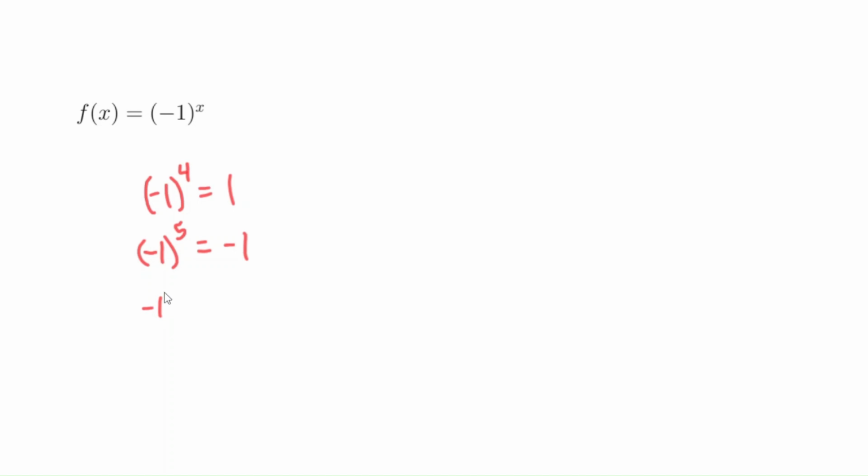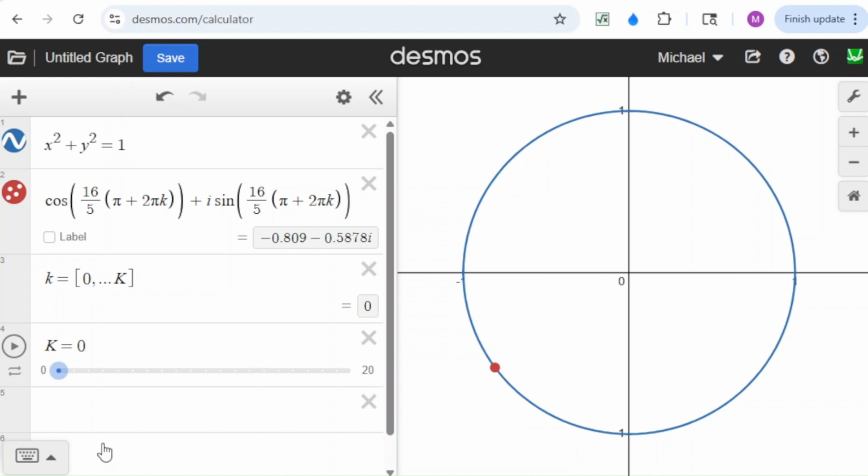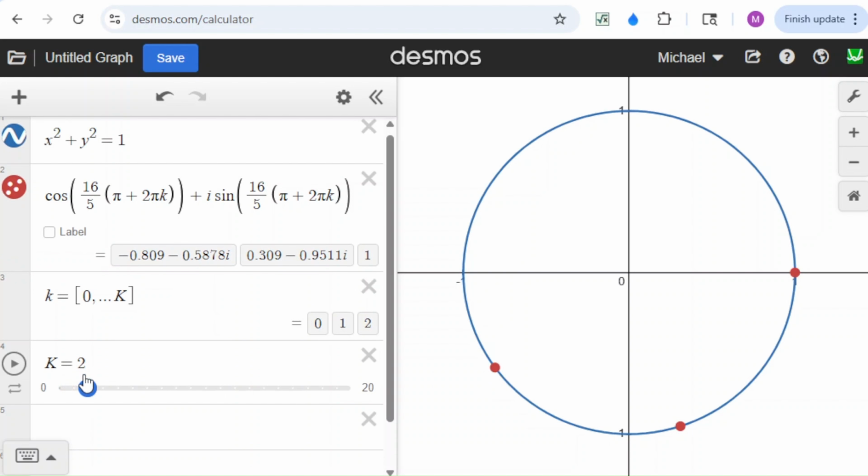Now, if we take -1 to a rational power, so let's say -1 to the 16/5 power, it turns out in this particular example, we would get 5 different values of -1 to the 16/5 power. So if we rewrote this as e to the natural log of -1 to the 16/5 power and did the same thing we did with -1 to the pi, we would see we get 5 possible outputs. In fact, if we go in here to Desmos and do the same thing we did before, but this time with -1 to the 16/5 power, well, when k equals 0, we're going to get a point here. When k equals 1, we get another point. K equals 2, 3, 4.